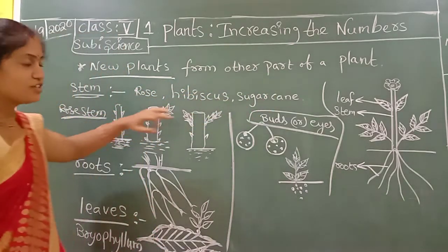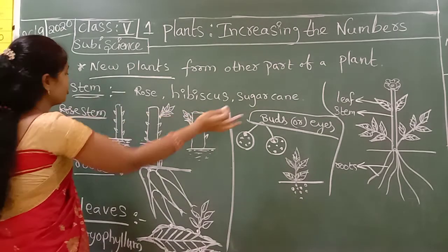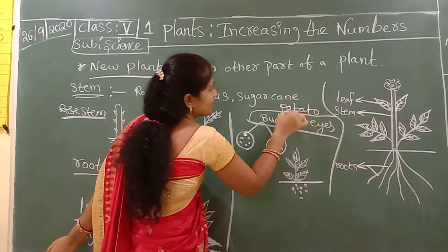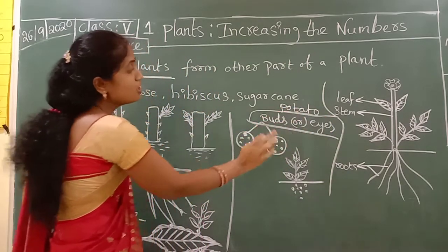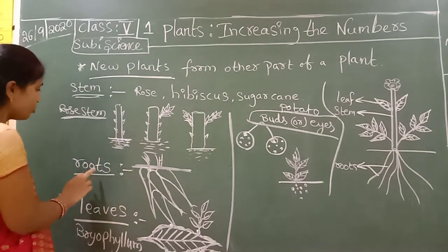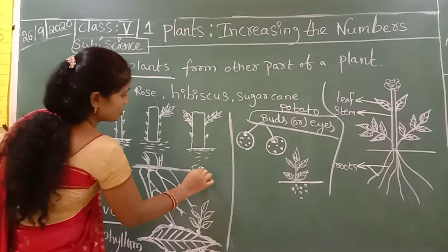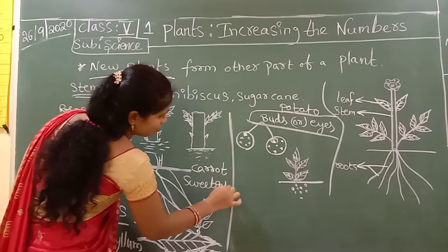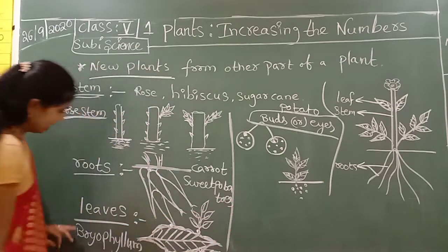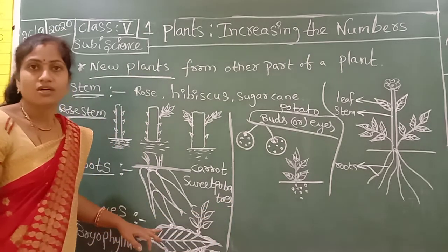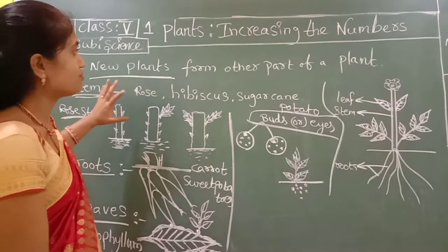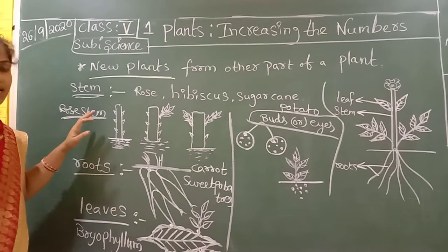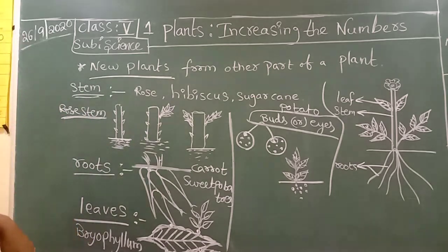Different parts we are observing now, beta. Stem: rose, hibiscus, sugarcane. Underground stem means potato, ginger and onion. Next, roots means carrots, sweet potatoes. And leaves means bryophyllum. Okay? Understand this topic? Okay. Understand, beta? Next, another topic is there.